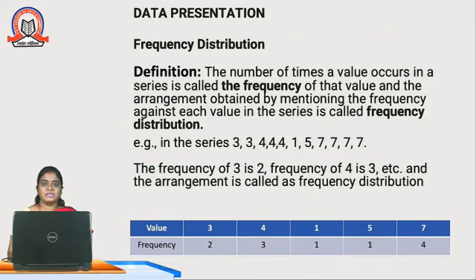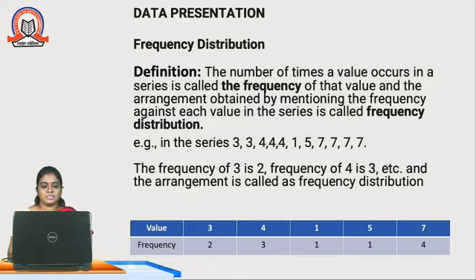What is data presentation? We are going to see how the data we have collected is converted to tabular form. That is called frequency distribution. What is frequency? The number of times a value occurs in a series is called the frequency of that value. And the arrangement obtained by mentioning the frequency against each value in the series is called frequency distribution.